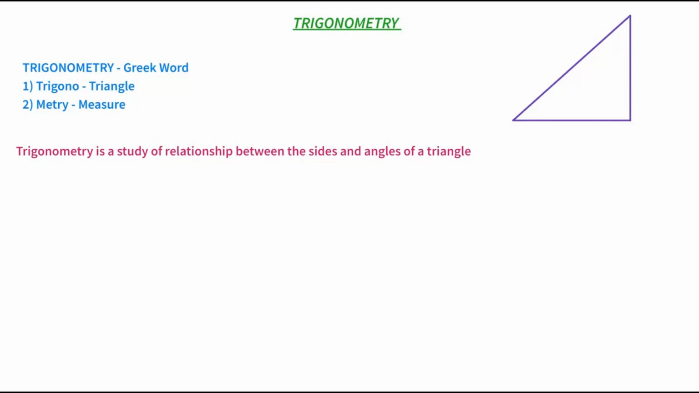Trigonometry is a Greek originated word. It is divided into two parts, trigno and metry. Trigno means triangle, so we use this in triangles. Metry means measure, so we are going to measure the triangles. A triangle has three sides and three angles. So trigonometry is the study of the relation between the sides and angles of a triangle.